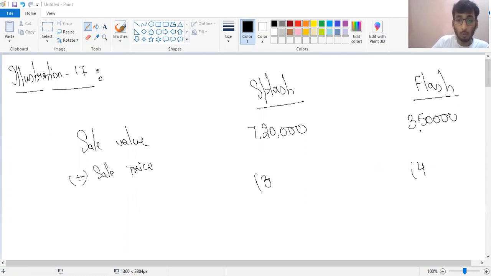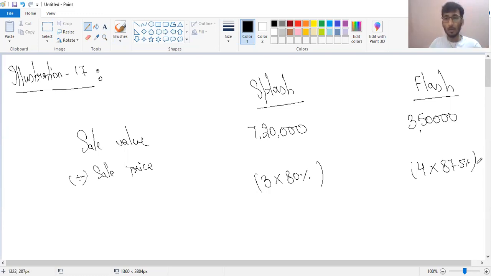And it would be reduced by 20%. So 80% we will take, and it would be reduced by 12.5%. So I can say 87.5% we will take. Correct. So let's see what would be the revised sale price. This is the planned sale value. I hope you know it is the planned sale value. And this is the sale price which we are expecting, which we are planning.